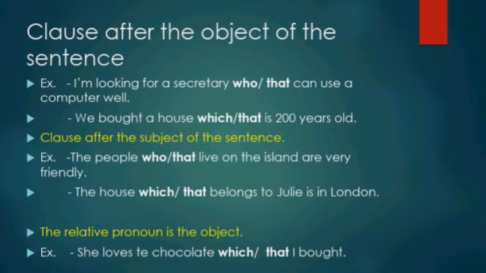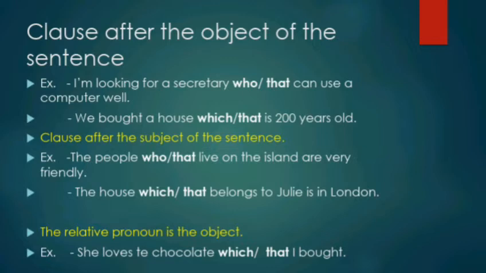Now we are going to use clauses after the subject of the sentence. We have two different examples. Number one, the people who or that live on the island are very friendly. Number two, the house which or that belongs to Julie is in London. In the first sentence, we can see who or that after the subject of the sentence. In the second, we have which or that after the subject of the sentence.